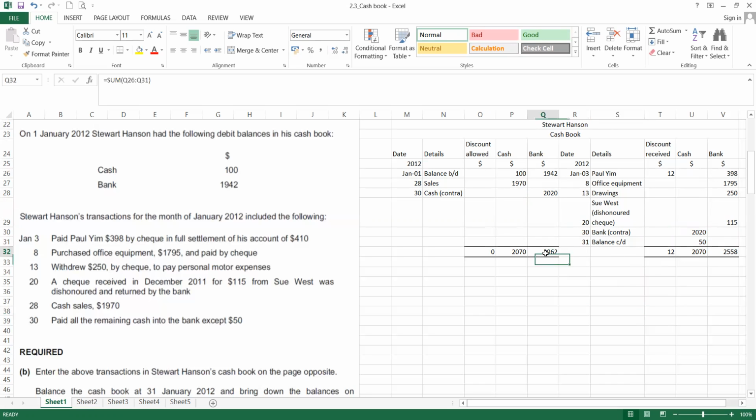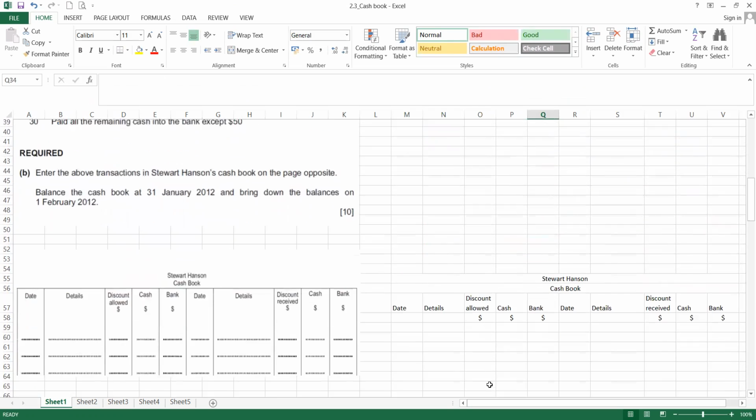Next, we have the debit bank more than the credit. So in this case, we have to calculate how much is the balance carried out. So minus. So this is the balance carried out amount. So we continue February 1st, balance brought down, 50. Okay, so this is the balance carried out, balance brought down for the cash book.